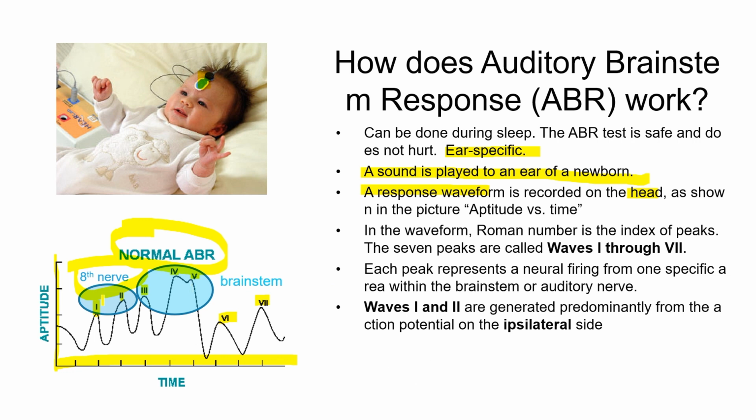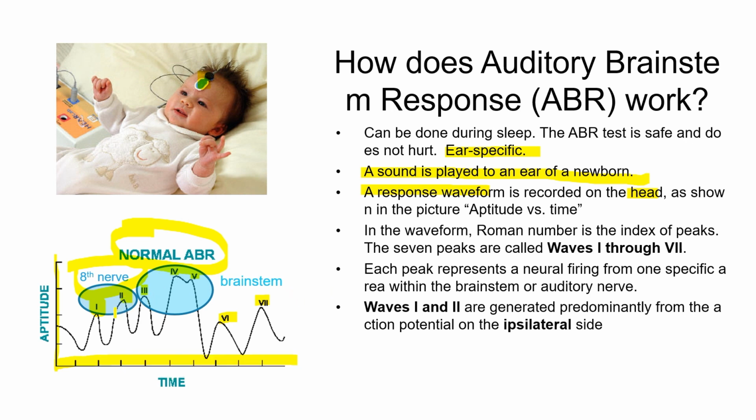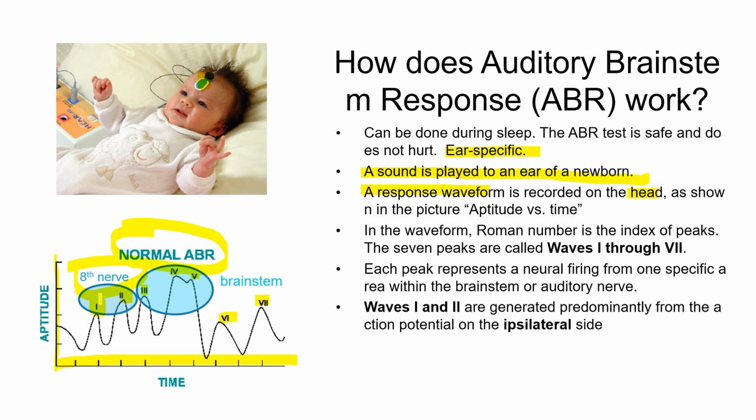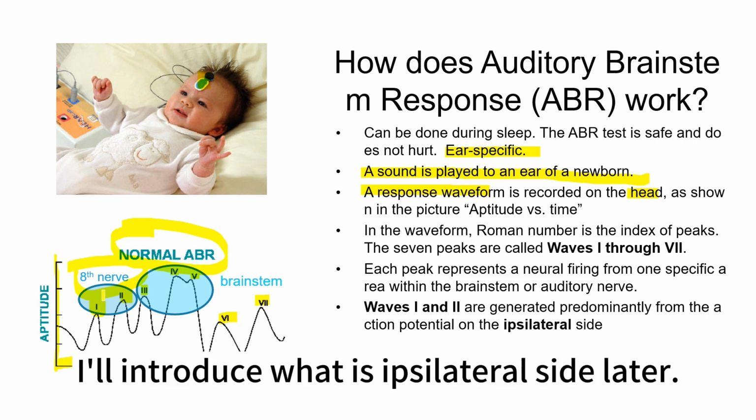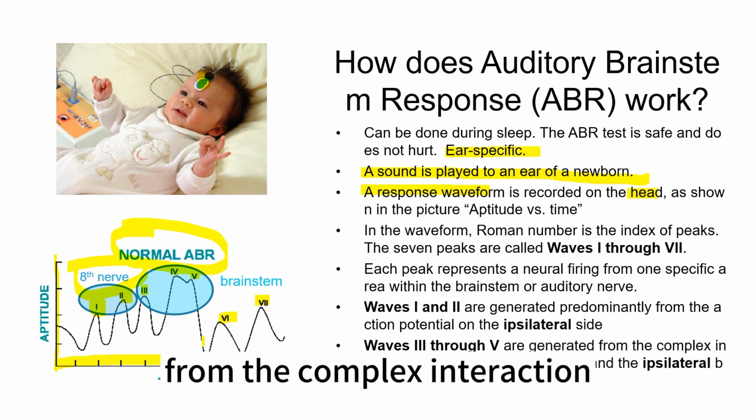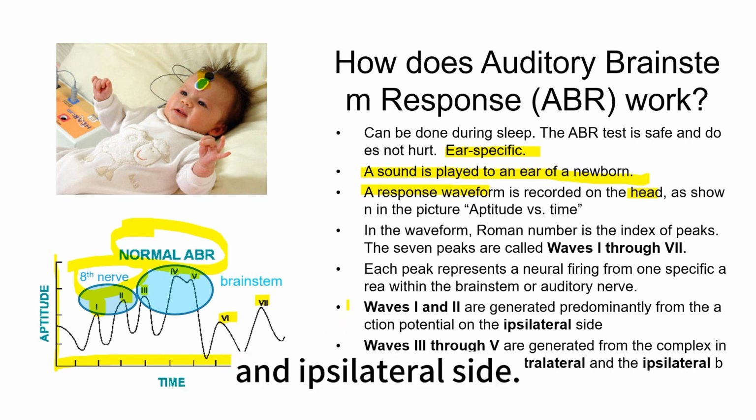So wave 1 and 2 are generally predominant from the action potential on the ipsilateral side. I'll introduce what the ipsilateral side is later. So wave 3 to 5 are generated from the complex interaction of both the contralateral side and ipsilateral side.